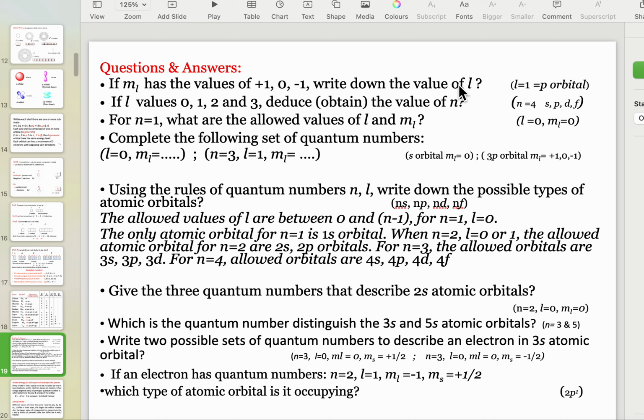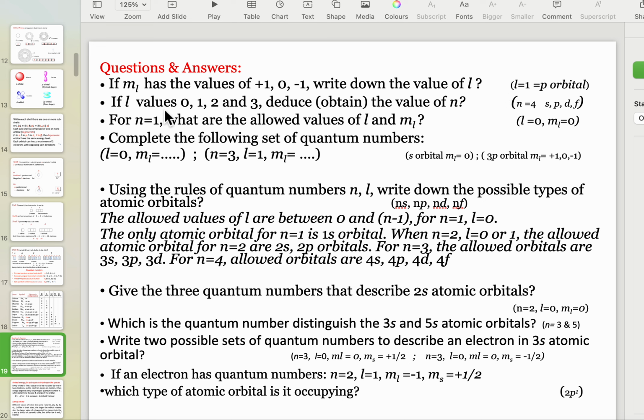When there are 3 suborbitals, they belong to P. So L is P. So which number takes P? You remember? S, L equals 0 will be S. L equals 1 means P. So L is 1 and it's a p orbital.